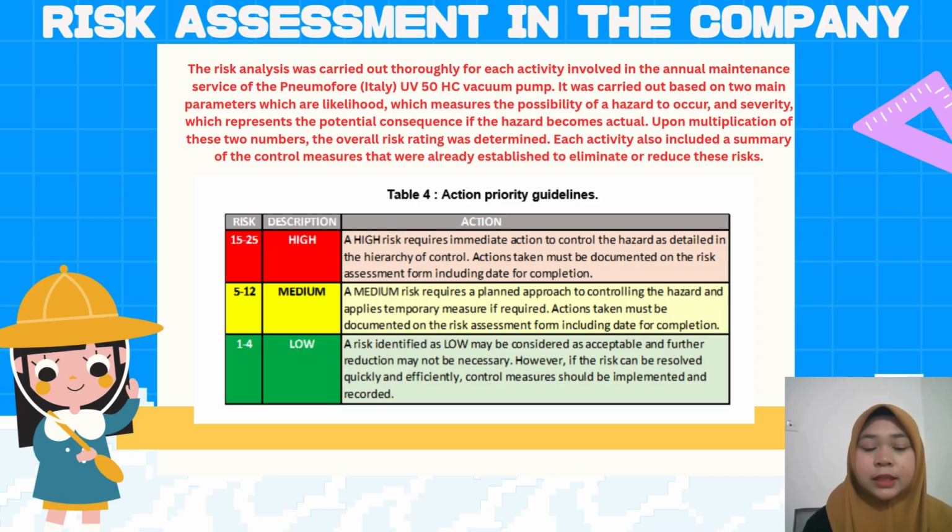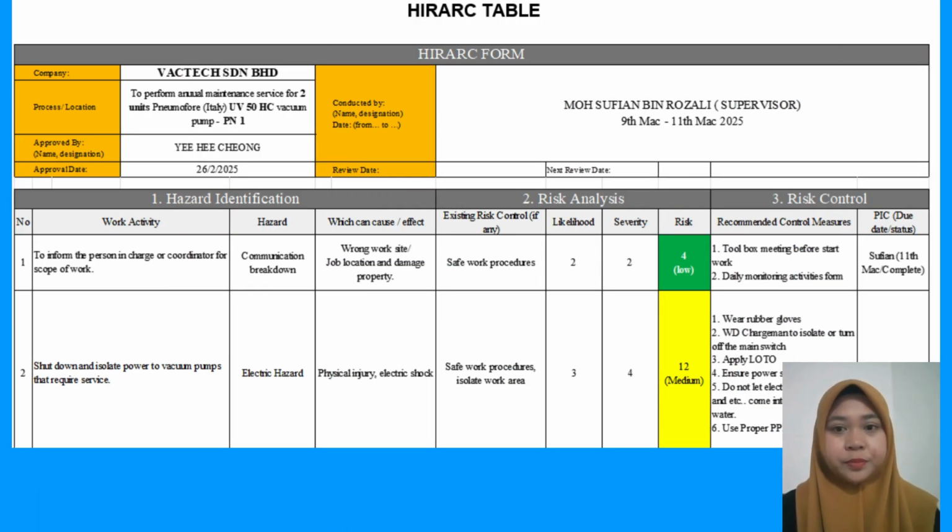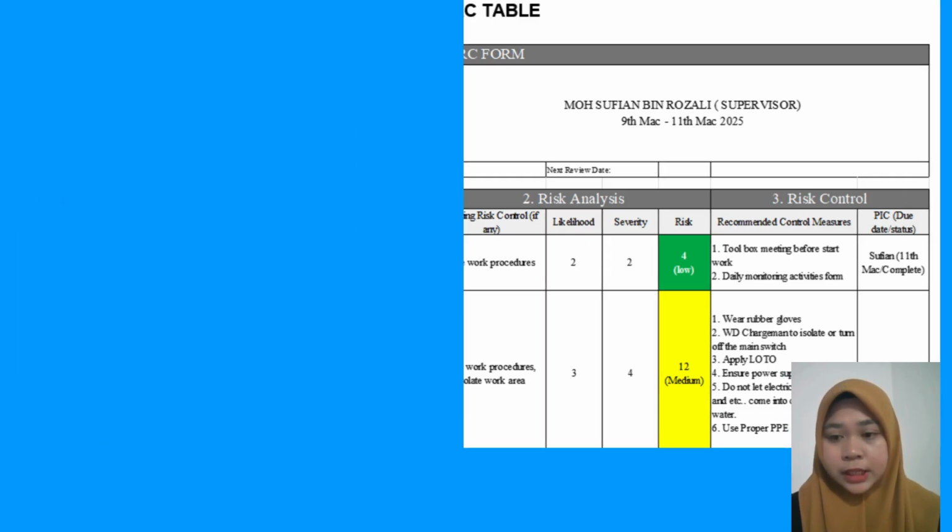And the last is high. High risk is 15 to 25. A high risk requires immediate action to control the hazard as detailed in the hierarchy of control. Actions taken must be documented on the risk assessment form, including date for completion. Okay, from this slide, we can see the highlighted form that was conducted with Muhammad Sufyan bin Rosali. The hazard is communication breakdown, which is identified as low risk. The next hazard is electrical hazard, identified as medium risk.